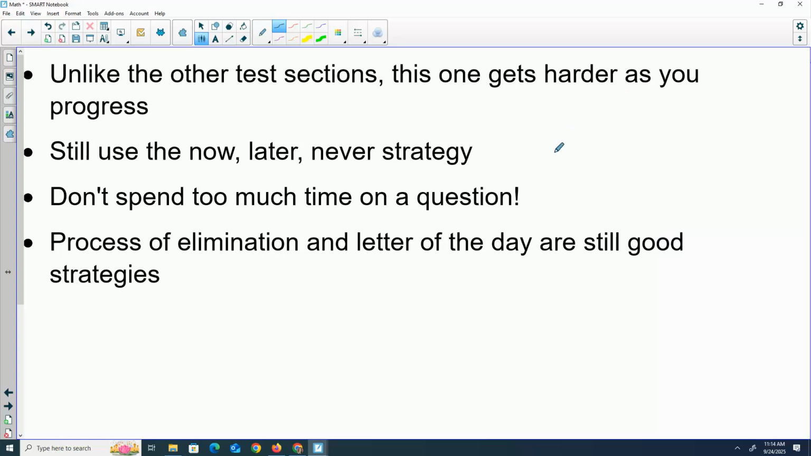Process of elimination is still a great strategy. Letter of the day. Do you remember what I mean by that? Letter of the day. So if you don't know an answer, pick a letter. And that's going to be the letter you choose every time. It is better than just picking a different letter on every question. Statistically, you're more likely to get it right just by picking B on every question you don't know than alternating letters.